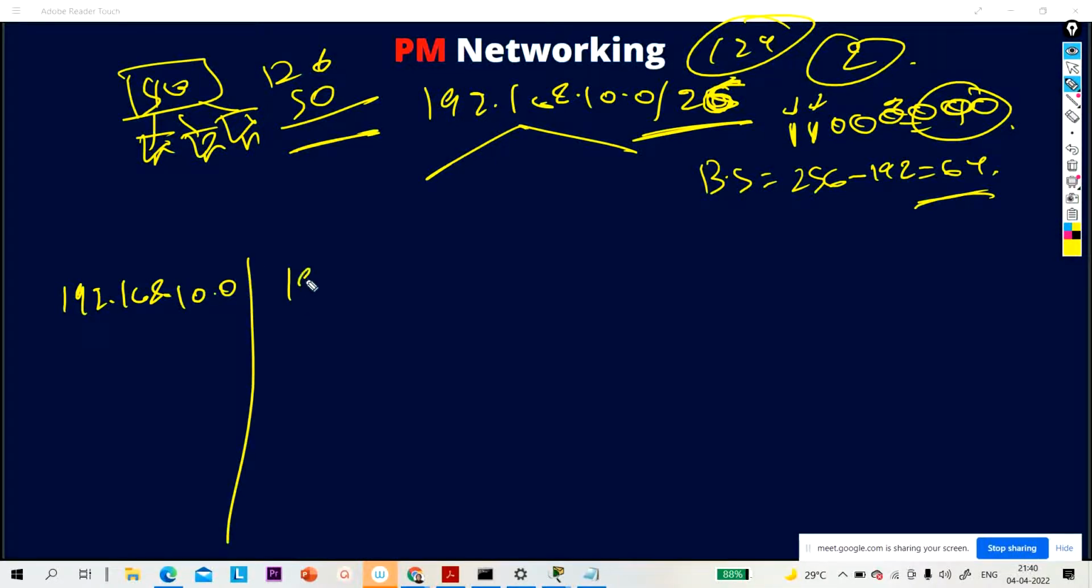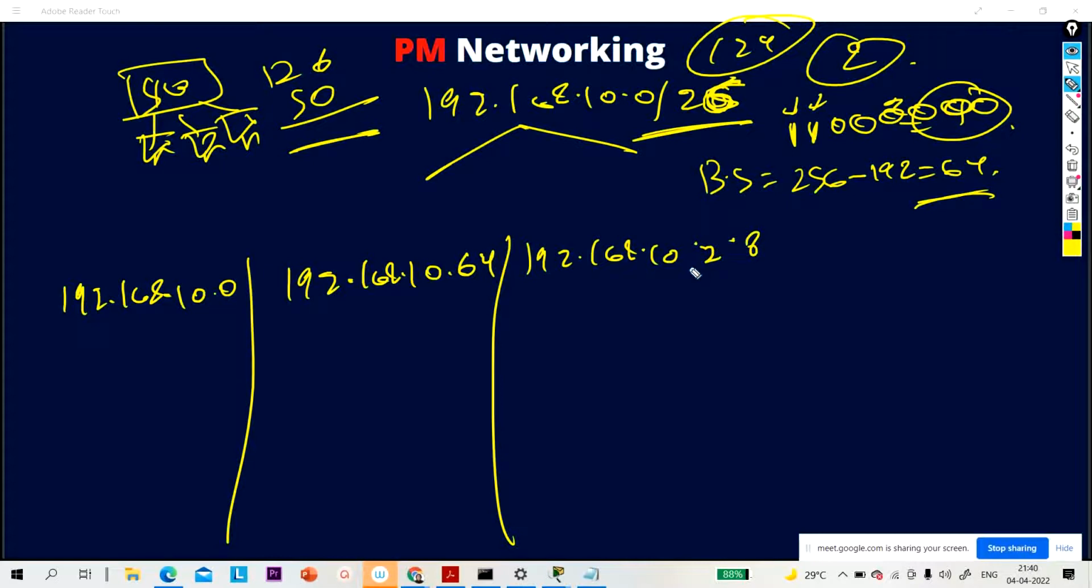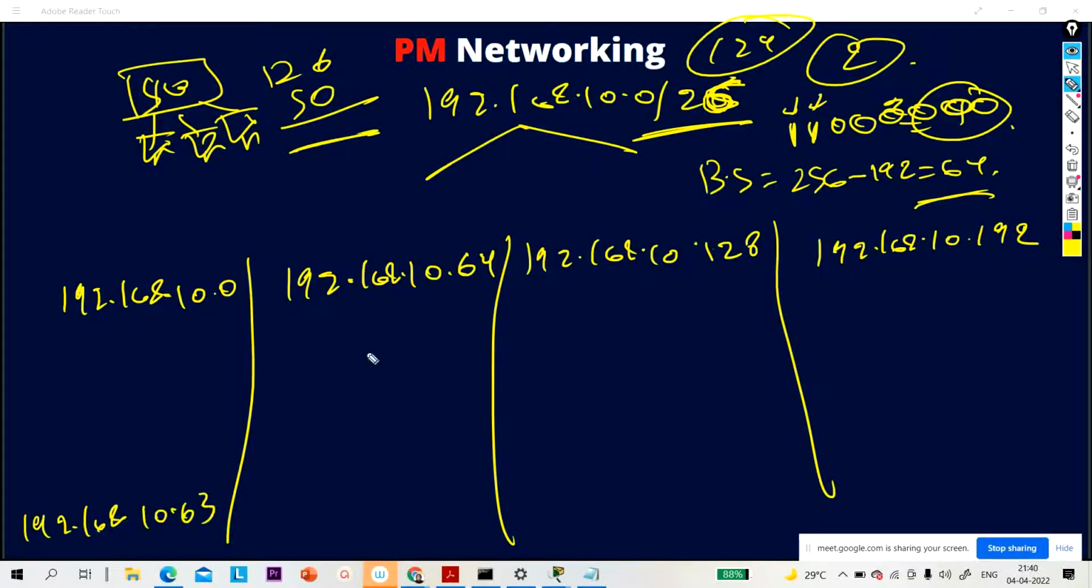192.168.10.0. Second will be 192.168.10.64. 192.168.10.64 plus 64, 128. And 192. This network will end on which IP address? 63. 192.168.10.63. This IP address 10.127. This IP address 10.191. This IP address 10.255.